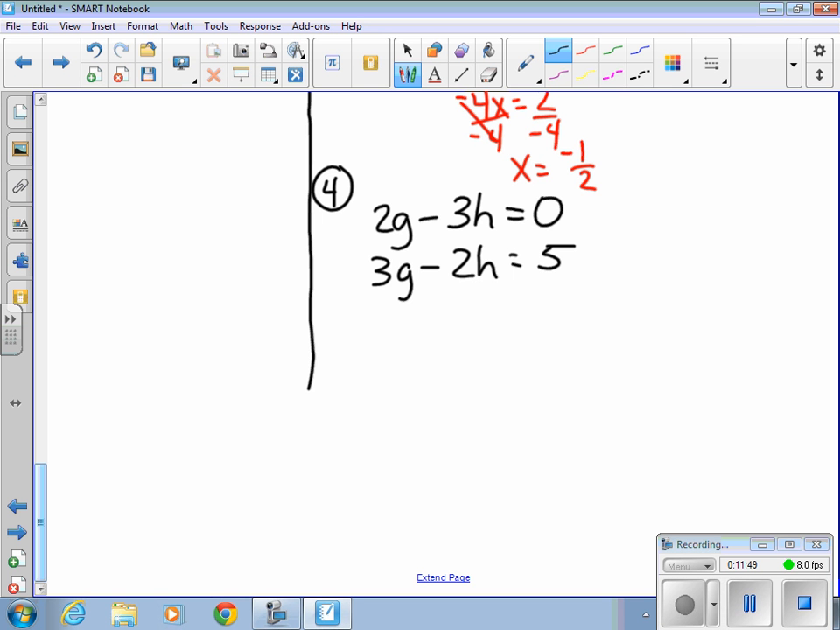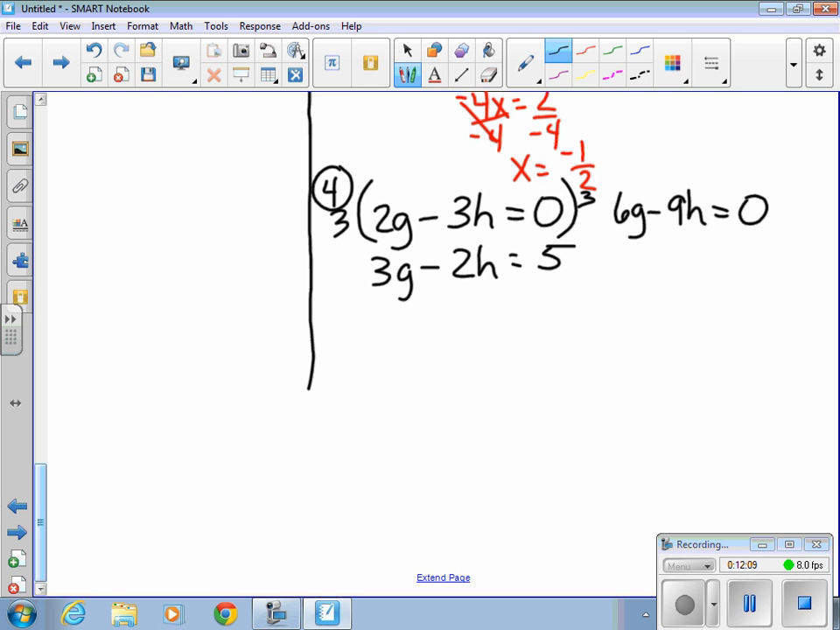Right? But I'm going to deal more with the positives than the negatives. Right? So I'm going to focus on the g's first. And with it being a 3 and a 2, I'm going to have to make my magic number to get to be a 6. Right? So in order to get from 2g to 6g, I want to multiply by 3. So that gives me 6g minus 9h equals 0. Because I have to multiply everybody by 3.